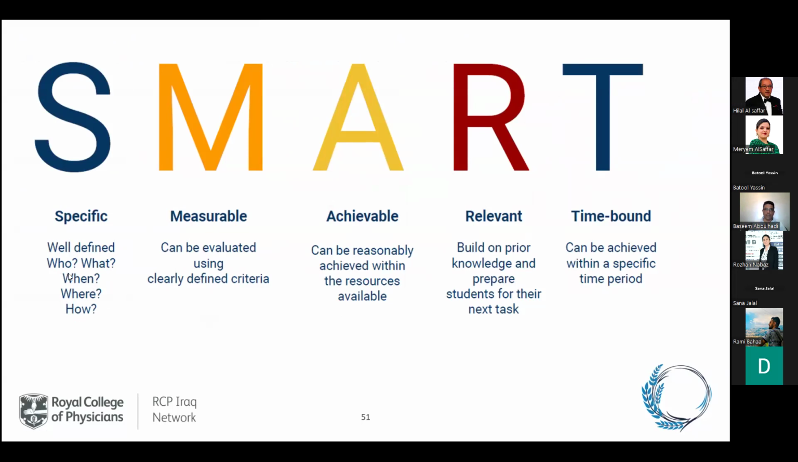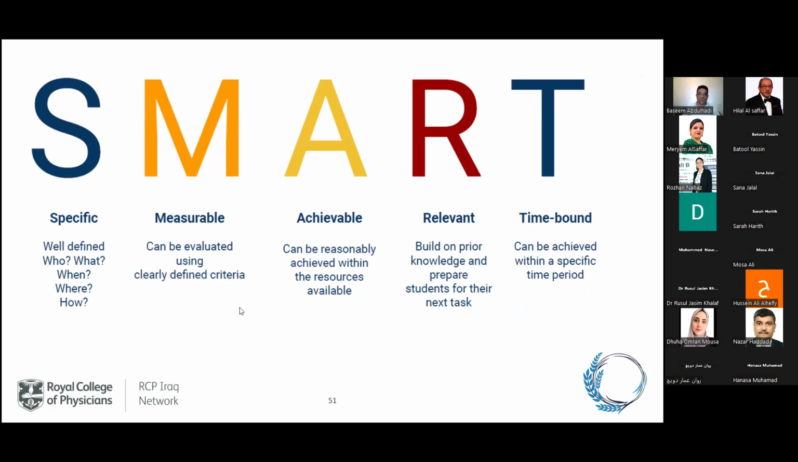What, when, where, and how. So, specific is one of the essential criteria for a well-written learning objective. M: every learning objective should be measurable and can be evaluated using clearly defined criteria. A: achievable or feasible, can be reasonably achieved within the resources available. And R: should be relevant, build on prior knowledge, and prepare students for their next task. And T, for time-bound: can be achieved within a specific time period.